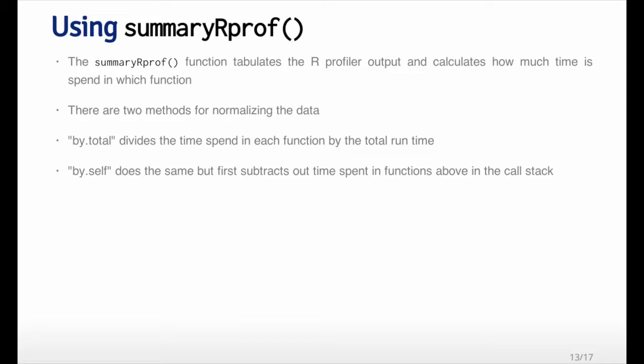There are two methods for normalizing the data that you get out of the R profiler. One is called by.total, which divides the time spent in each function by the total runtime, and by.self, which does the same thing, but it first subtracts out time spent in functions above in the call stack. It's important to realize the two separate concepts here of by.total and by.self. The basic idea is that by.total, normalizing by the total amount of time spent in a function, gives you basically how many times that function appeared in the printout.